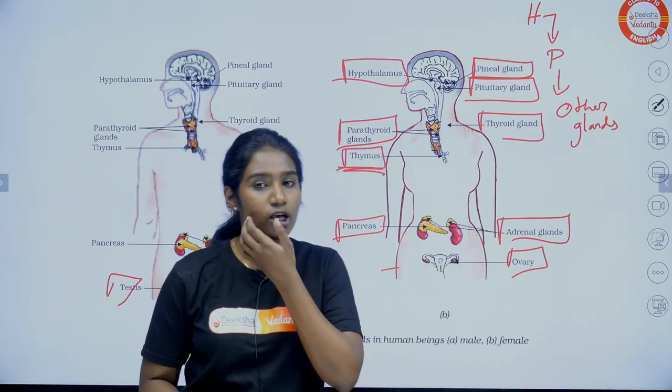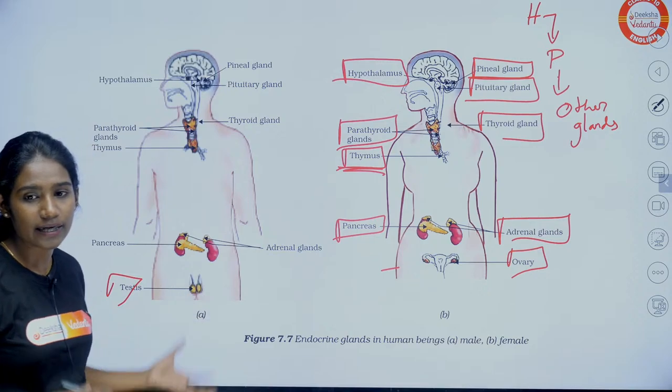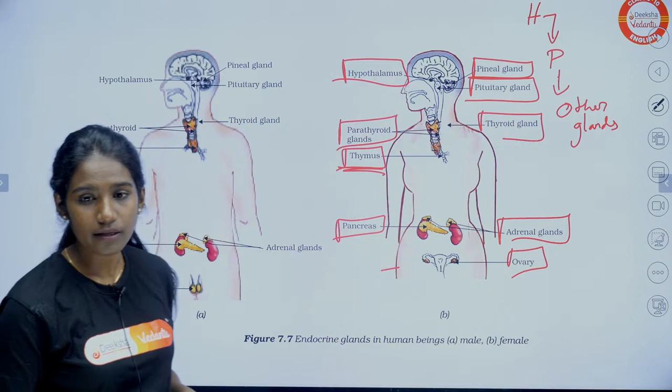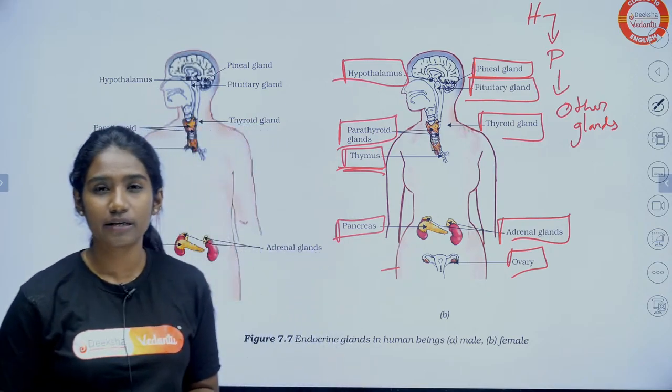Okay, students, clear with that? So these are the endocrine glands that are present. Yes, it is also like a stress hormone.